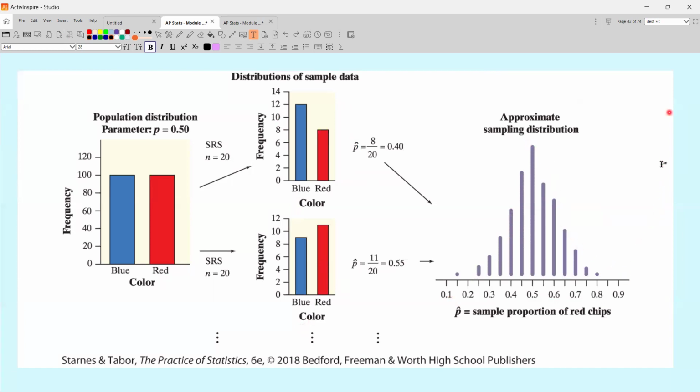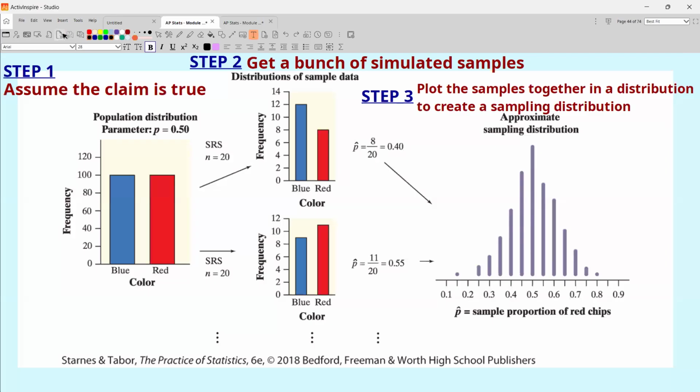And that sampling distribution, as we're going to learn in a later lesson, is going to be approximately normal, and we can make normal calculations with that. So the first step is to assume the claim is true. Assume that what is being told is true. Get a bunch of simulated samples, and then plot them in a sampling distribution to make some calculations.